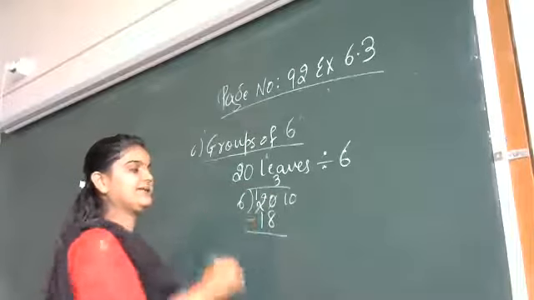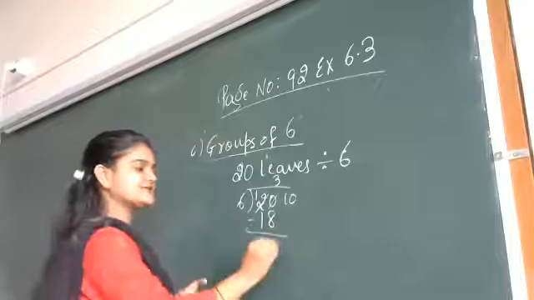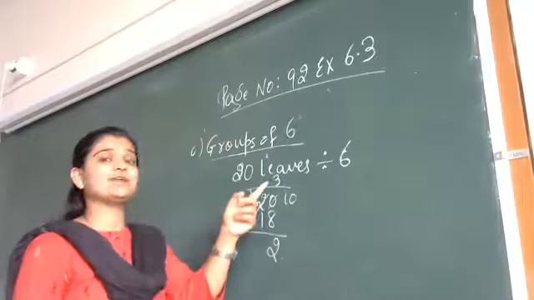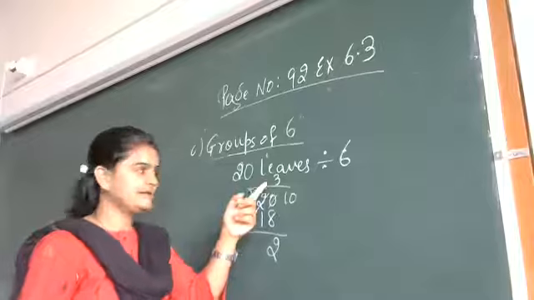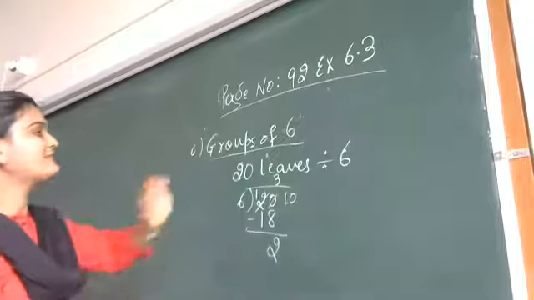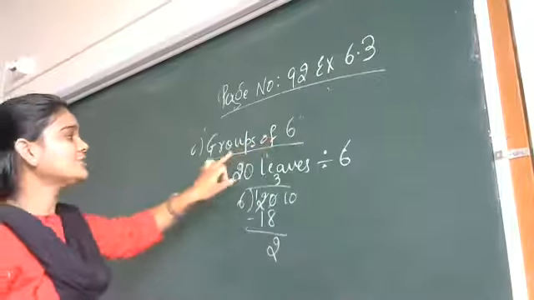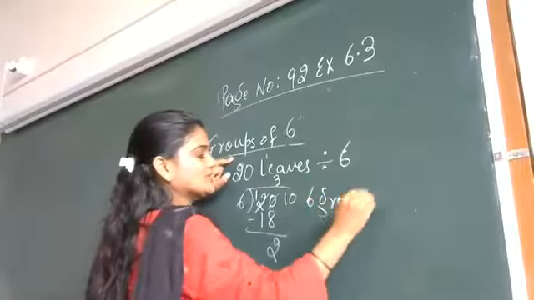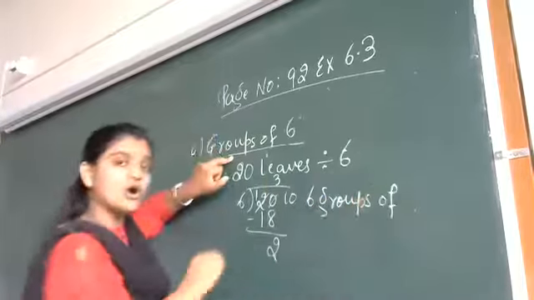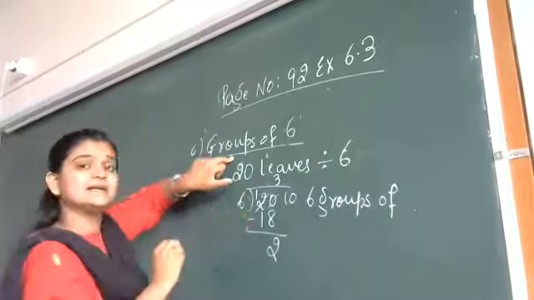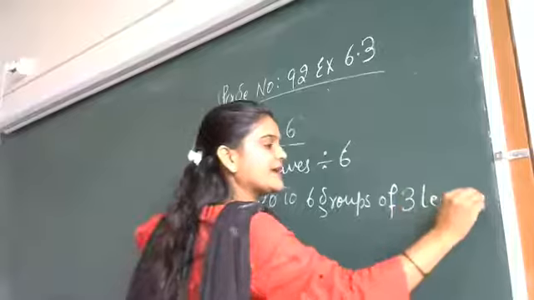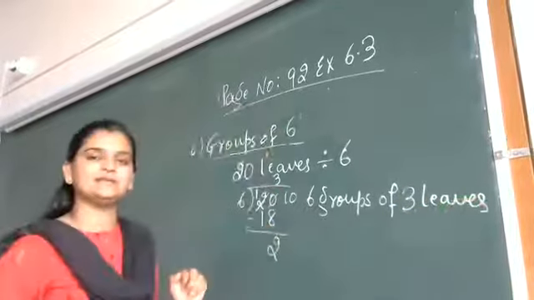10 minus 8, 1 is 2. Okay, so what is the answer? The word is 3. Yes, okay, so we will have to write it as 6 groups of how many leaves? 3 leaves. Whatever portion you get, those many leaves.